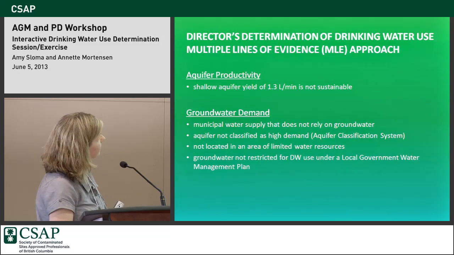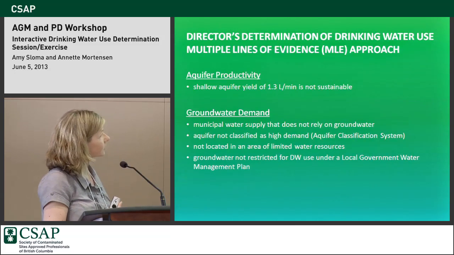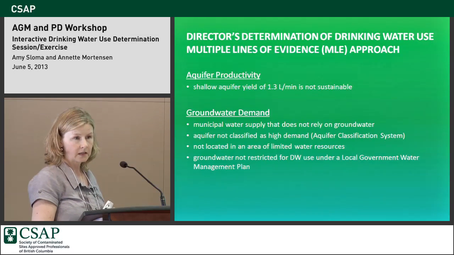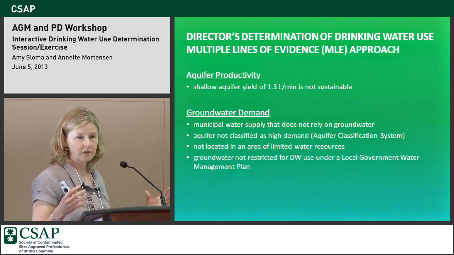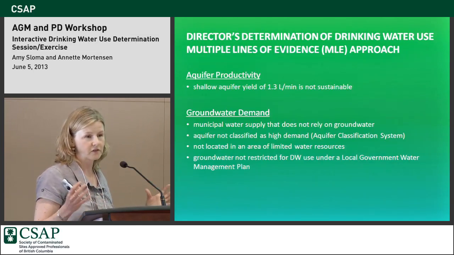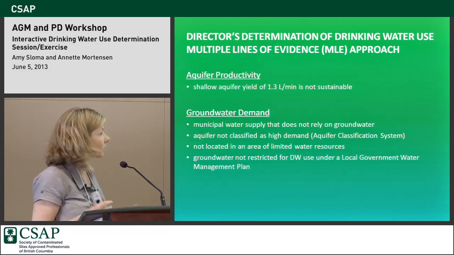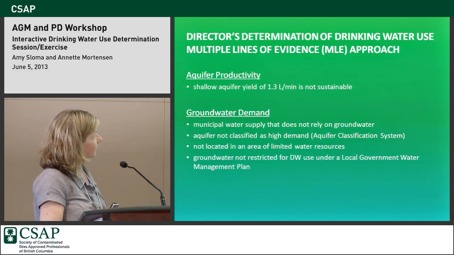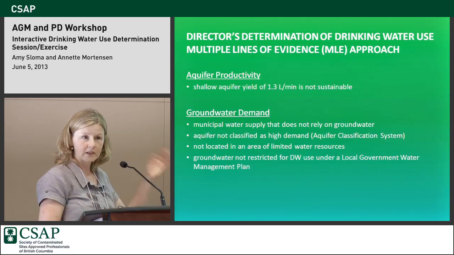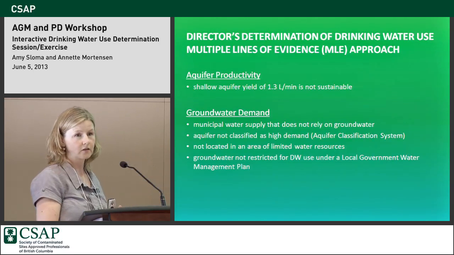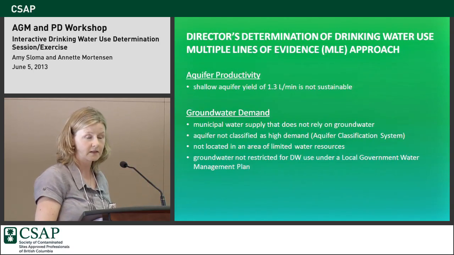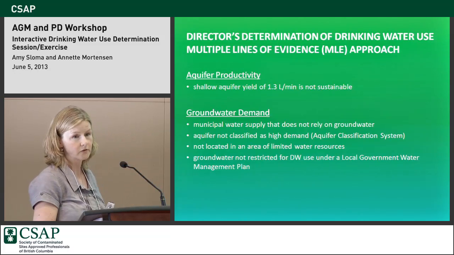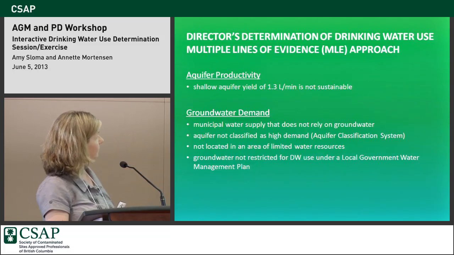So aquifer productivity, if you can show that yield of the 1.3 liters per minute is not sustainable, like maybe your shallow aquifer is of limited size, and if you pump from it for 10 years, you can no longer get the 1.3, that's a really fine argument to put forward. To say that you're building a high-rise on this site and you're going to need way more than 1.3 liters per minute is not an argument. I mean, the 1.3 is the number that we use for looking at aquifer yield.